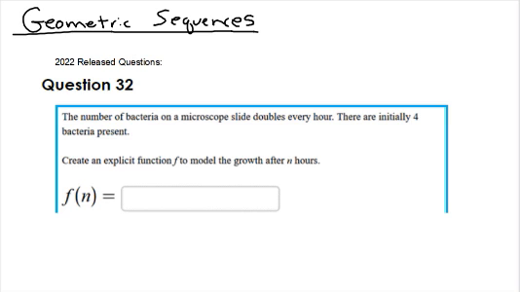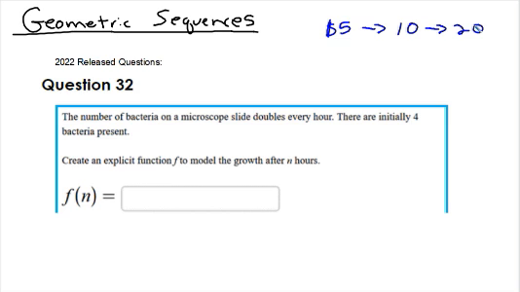The number of bacteria on a microscope slide doubles every hour. What does that mean if something doubles every hour? What are you multiplying it by? 2, right? You're multiplying it by 2. If you start with, let's say, $5, and you double it, doesn't it turn into $10? And then 20, right? And so on. You're multiplying it by 2 every hour.